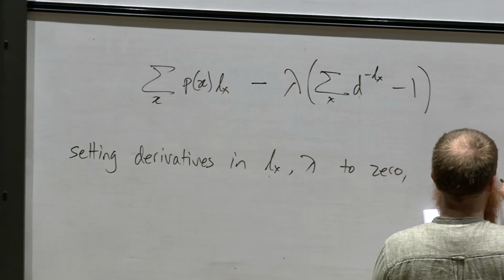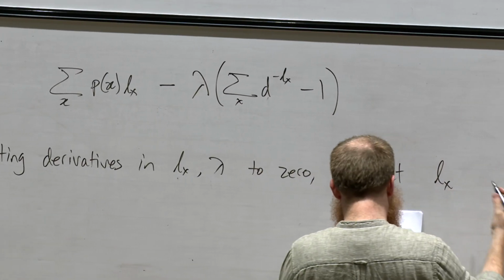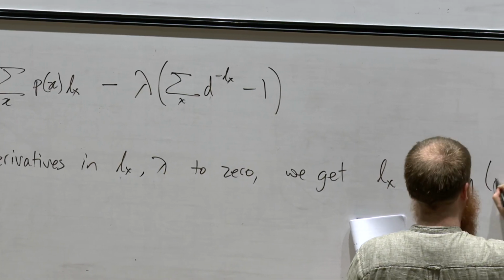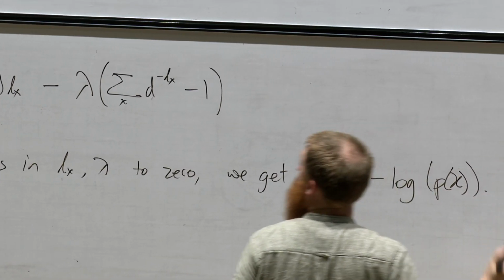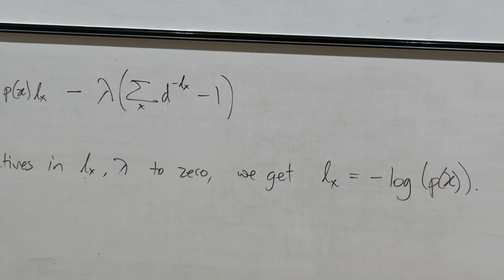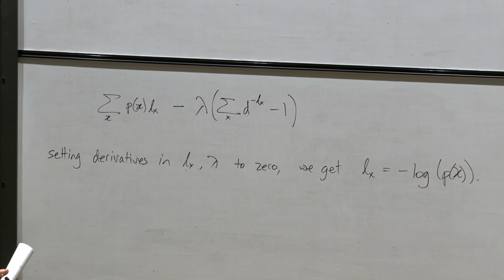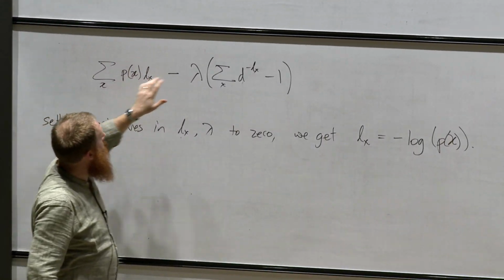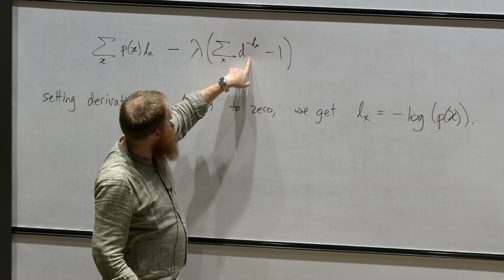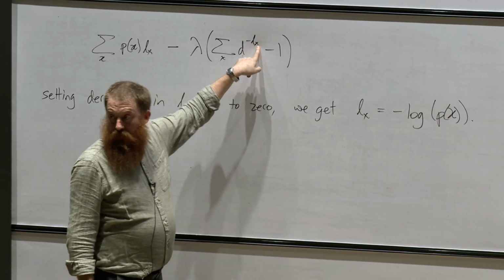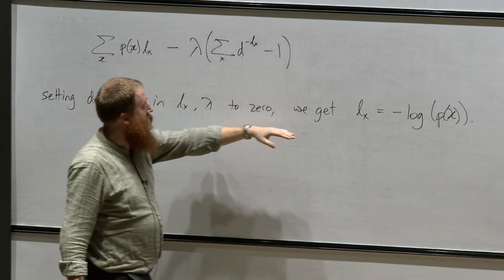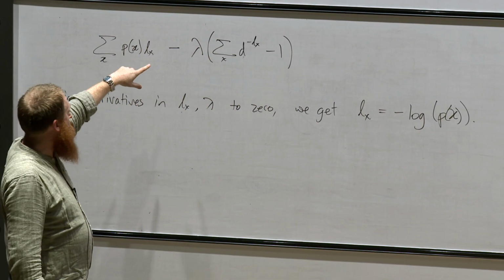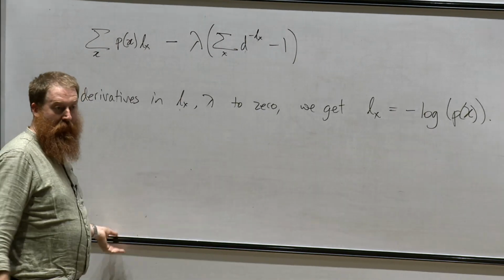we get L(x) is equal to minus log of p(x). You just differentiate this with respect to L. This term you just get p. This term you get the appropriate log term because you've got D to the minus L. You rearrange, set that to 0, and you get something that looks like this with a lambda there. And the lambda is dealt with by the fact that you know that the probabilities sum to 1.